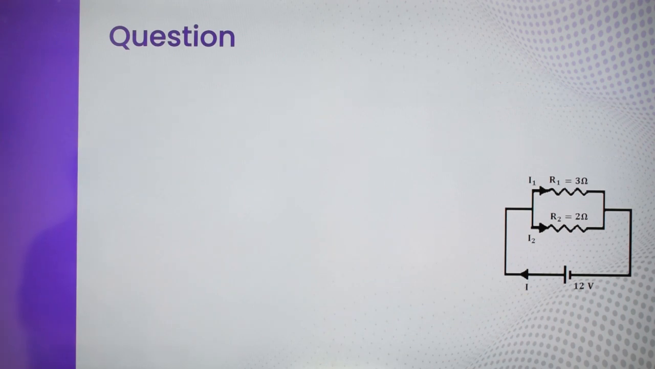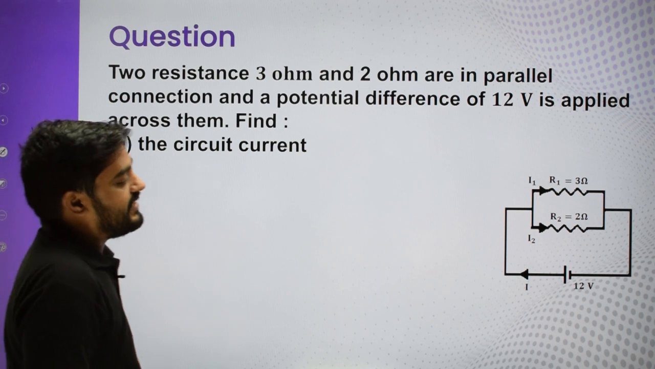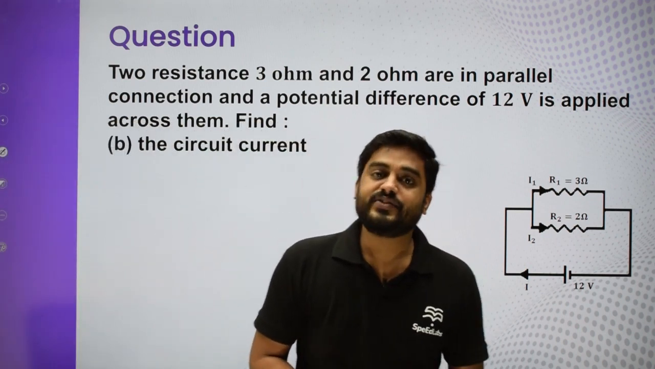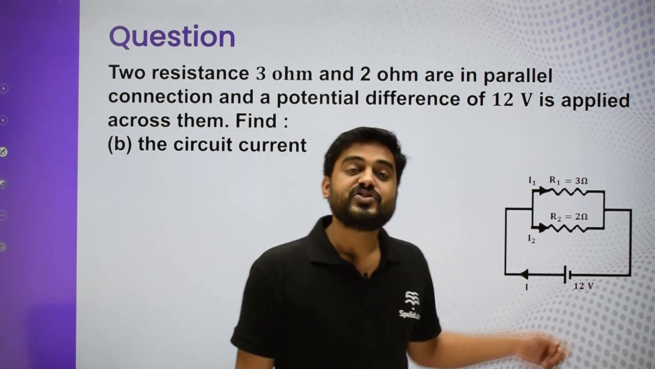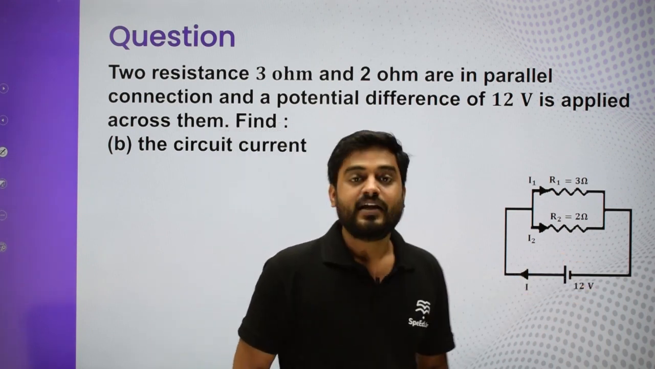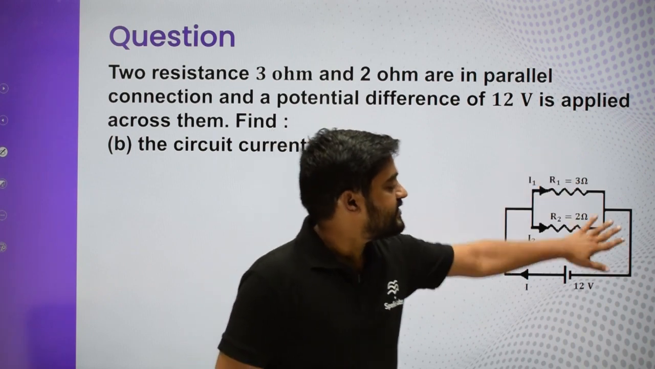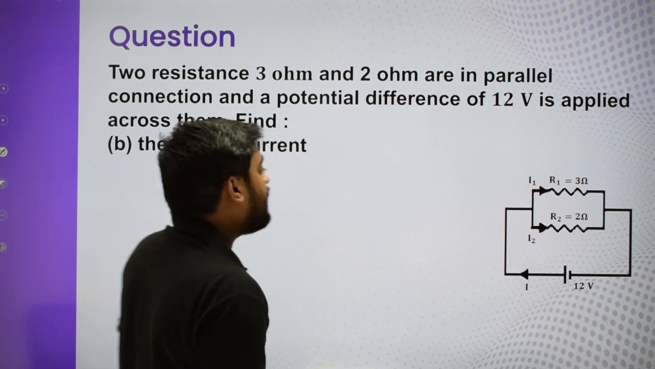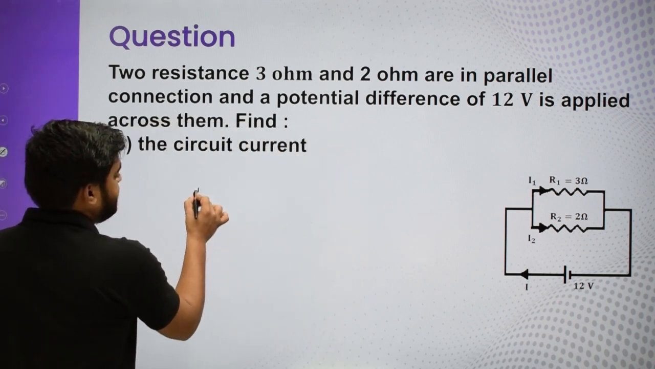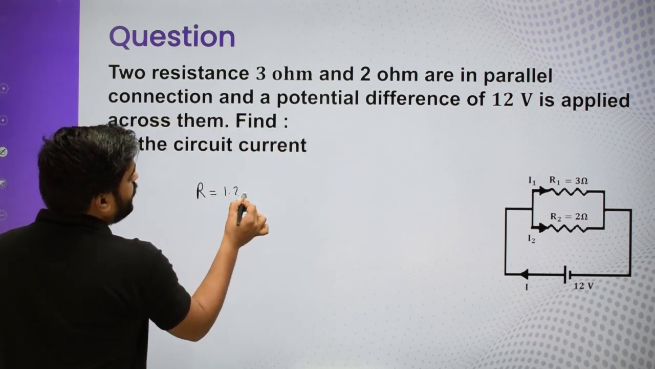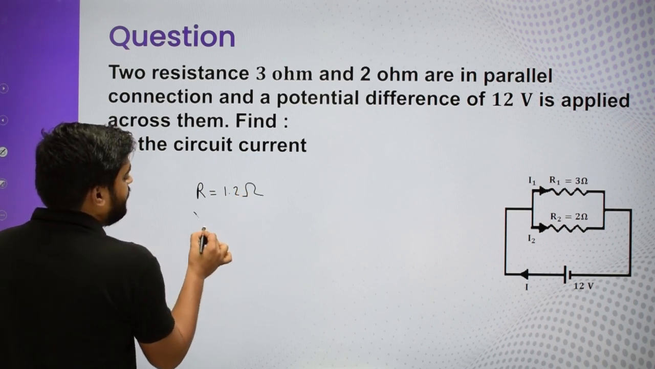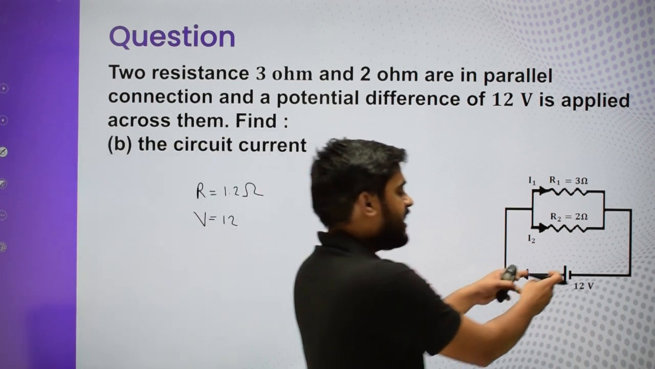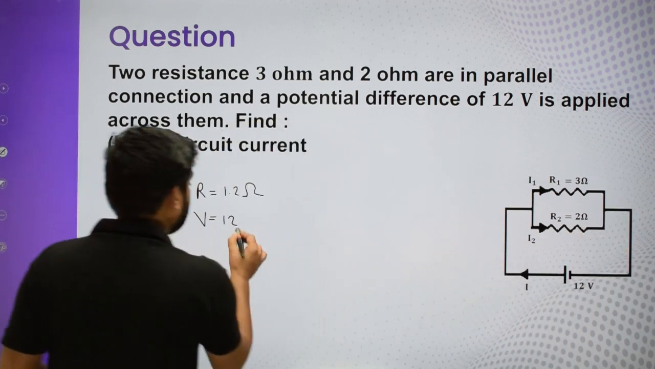Now the next question they are asking is to find the circuit current. If you are going to find the current through the battery, then you have to again apply V is equal to IR. V has to be the potential of the battery, I is the current through the battery, and R is the total resistance across the battery, basically of the entire circuit. We have already found that the total resistance is 1.2 ohm. V, the total potential difference applied across this battery, is 12 volt.